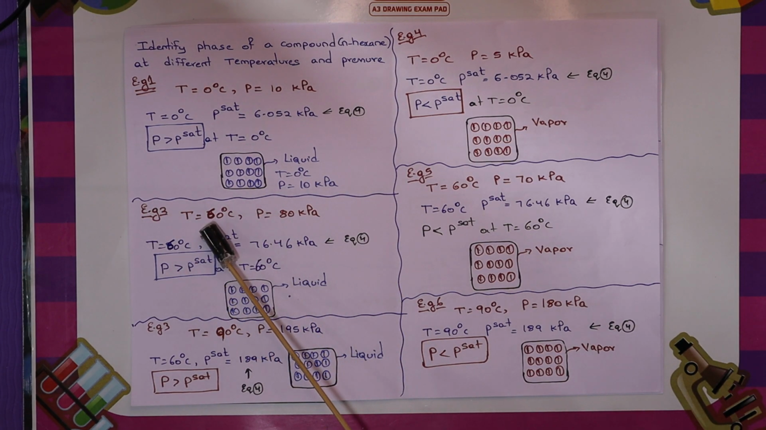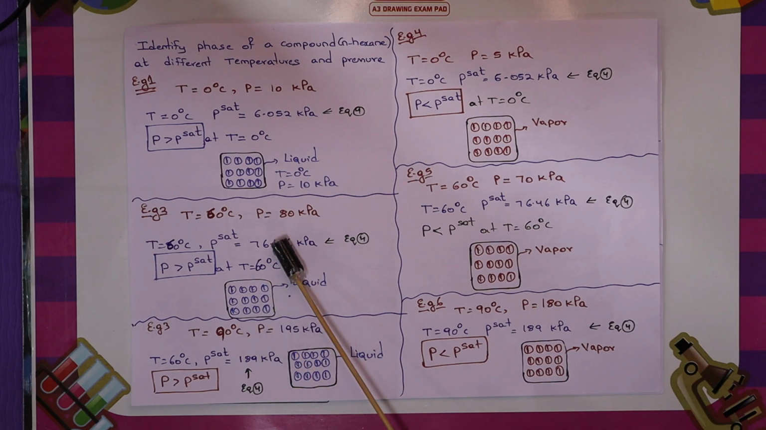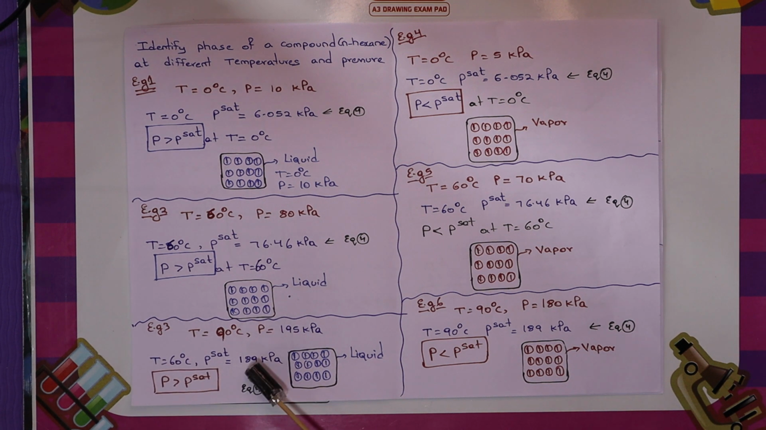Similarly, take 60 degrees centigrade and 80 kilopascal, and identify the phase of N-hexane in this chamber. At temperature 60, I need to calculate the P-sat. Again, the existing pressure compared to P-sat is higher, so it will be in the liquid state. Similarly, example 3 talks about the same thing at 90 degrees centigrade. The saturation pressure is 189 kilopascal, but the pressure in the chamber is 195 at 90 degrees centigrade. That means there is a possibility that the entire container of N-hexane is in the liquid phase.